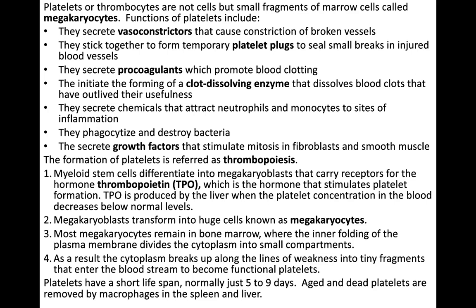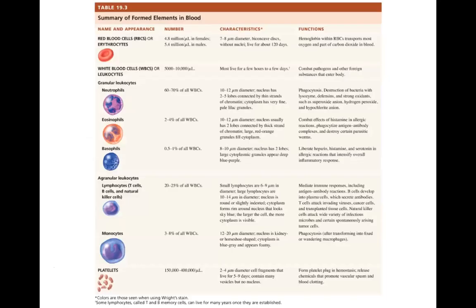The inner folding of its plasma membrane will divide the cytoplasm into small compartments. And as a result, cytoplasm breaks up along these lines of weakness into tiny fragments, entering the bloodstream to become functional platelets. Platelets, though, only have a really short lifespan of about a week, 5 to 9 days, before they age and die off and must be removed by macrophages in our spleen and liver.